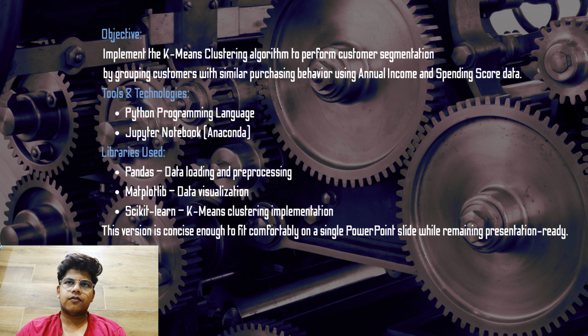The main objective of this experiment is to implement the K-means clustering algorithm for customer segmentation. Customer segmentation means dividing customers into different groups based on similar characteristics. In this experiment, we use customer data such as annual income and spending score. The algorithm groups customers into clusters so that customers within the same cluster have similar behavior.